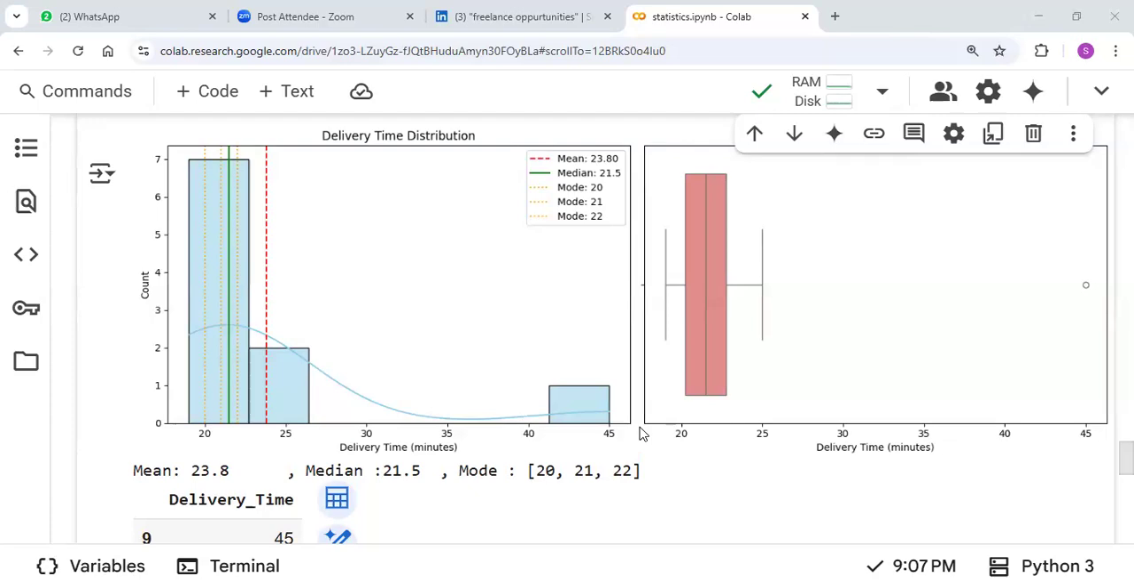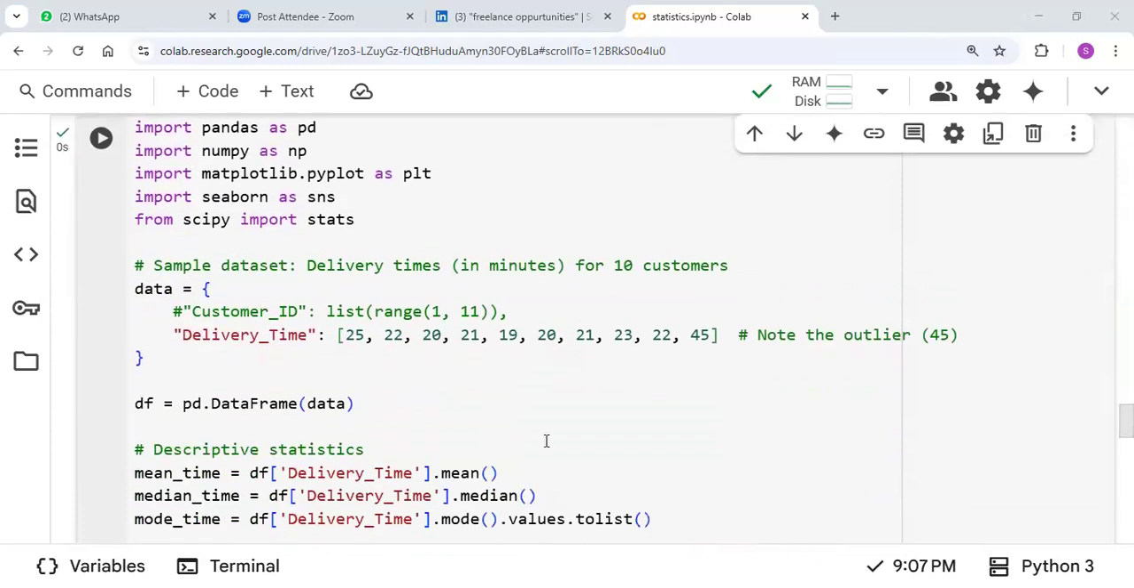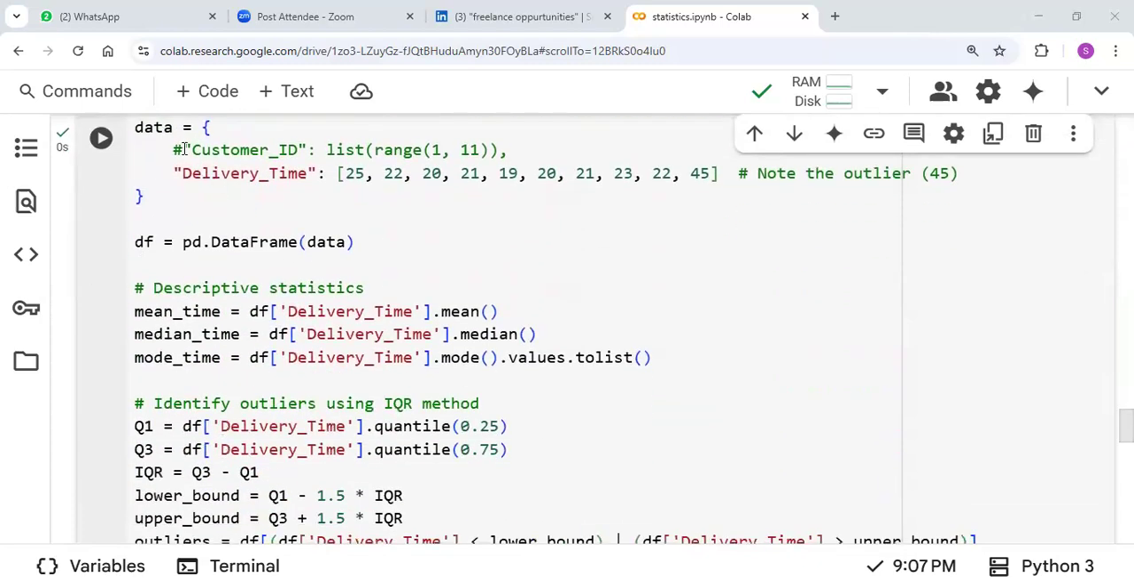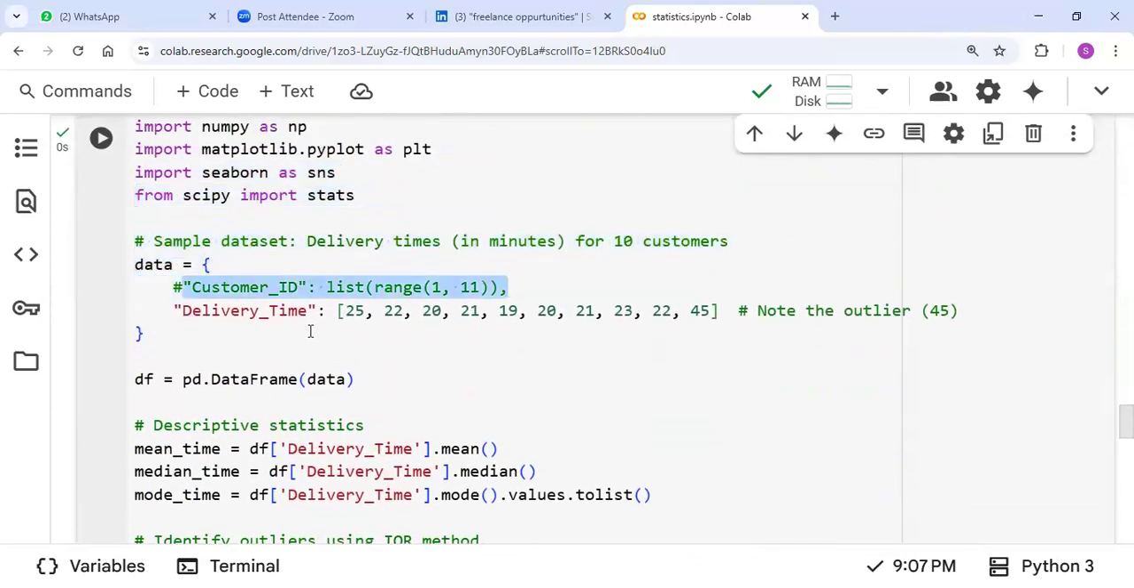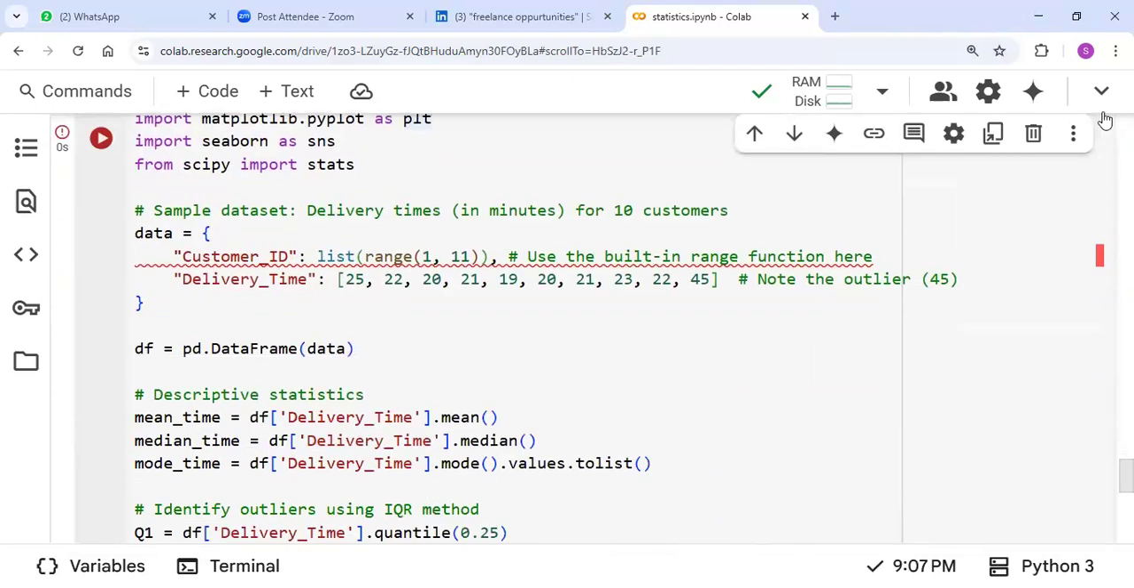It's showing an error at the end. Where? So this data is showing an error. Customer ID, please put it in the comment line. Okay, no, it is not showing any error. Yeah, this data. Okay, fine. I have just repeated.